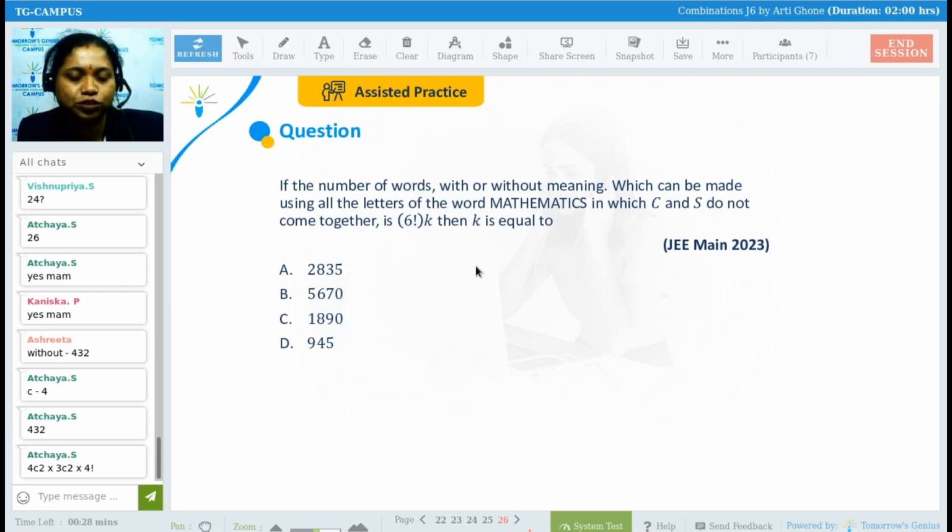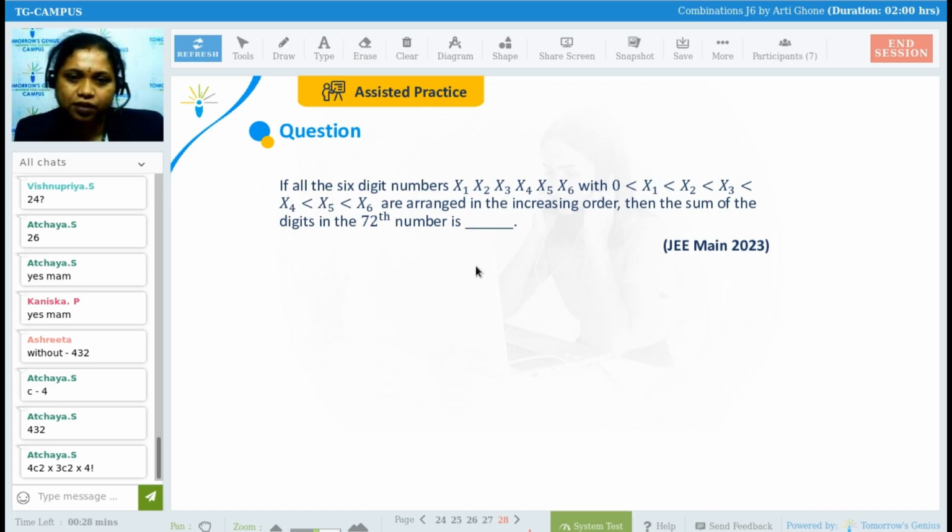mathematics. This question is already done actually. In the last lecture, you can see that explanation. If the 6-digit numbers x1, x2, x3, x4, x5, x6: x1 is less than x2, less than x3, and x6 is the biggest one, x5 is smaller, x4 is smaller, which means descending order. Clear? Now the next part: if they are arranged in increasing order, then the sum of digits of the 72nd number is.